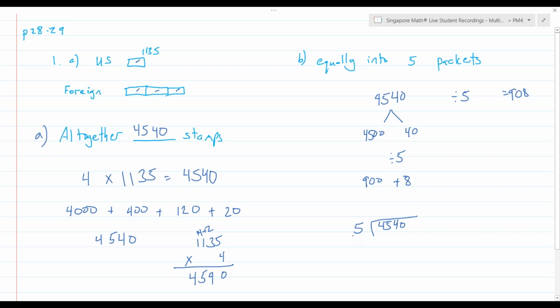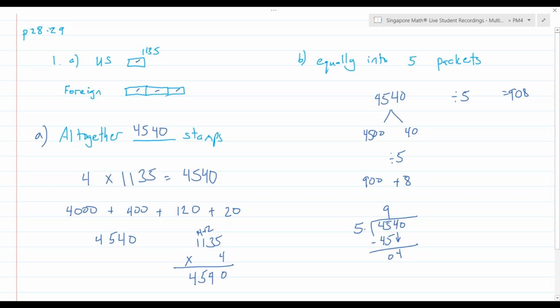Remember, it's a process of asking yourself a series of questions and then repeating it until you're finished. How many times does 5 go into 45? And that answer is 9. As many as 9 times. No more than that. 9 times 5 is 45. So I write the 45 there and I subtract. 45 minus 45 is 0. I bring down a 4.